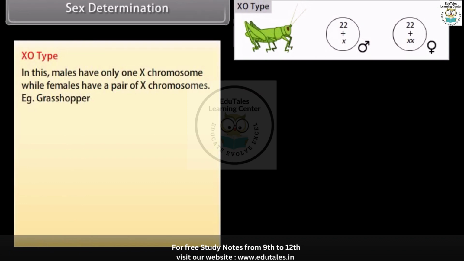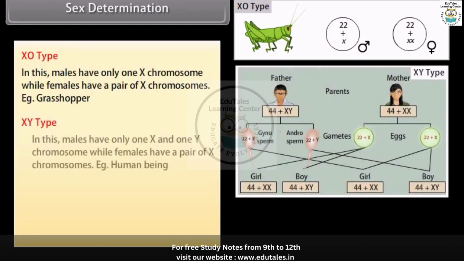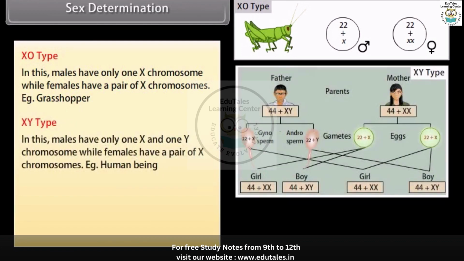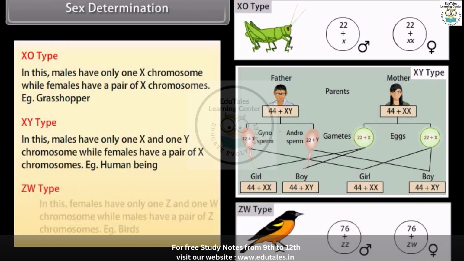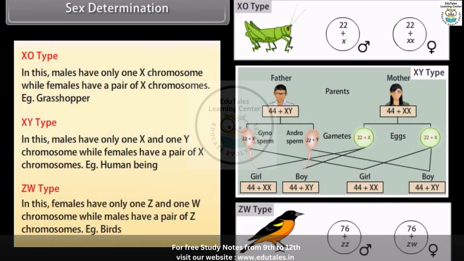Example, grasshopper. XY type: in this, males have one X and one Y chromosome, while females have a pair of X chromosomes. Example, human being. ZW type: in this, females have one Z and one W chromosome, while males have a pair of Z chromosomes. Example, birds.